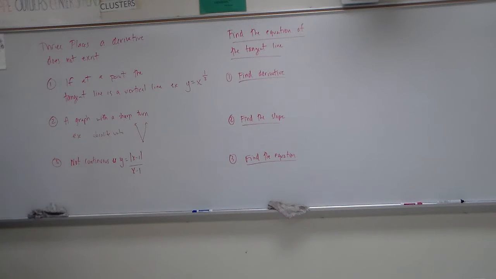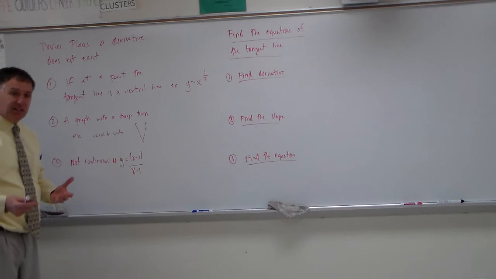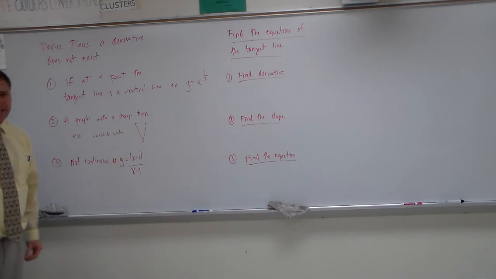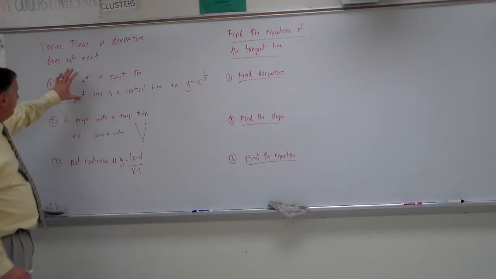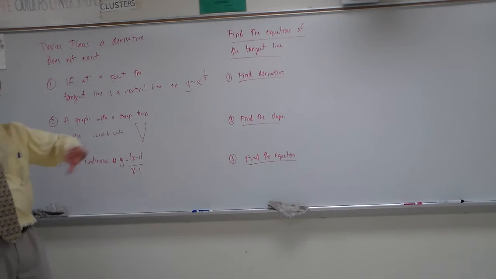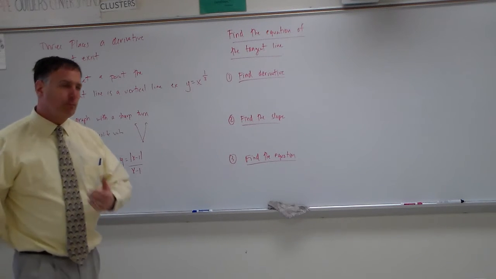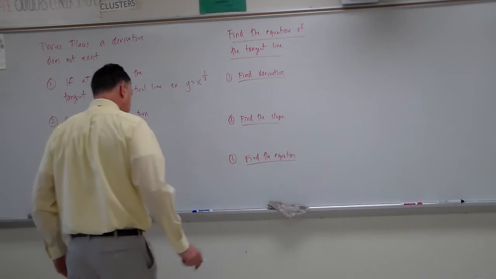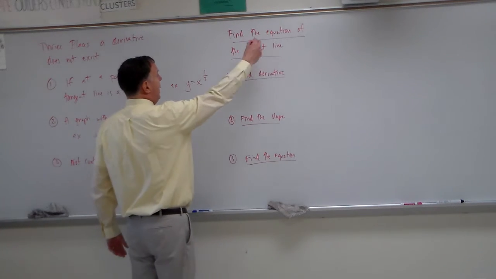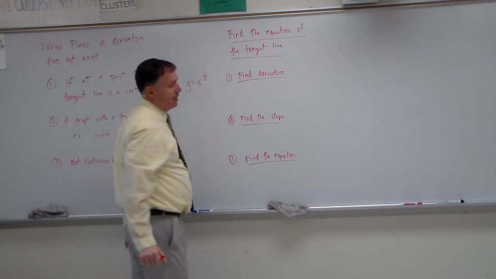And three, a graph that's not continuous. If it's not continuous, there's no derivative at that point either. So these are three situations where there's no derivative. So we're going to finish this section with finding the equation of a tangent line.